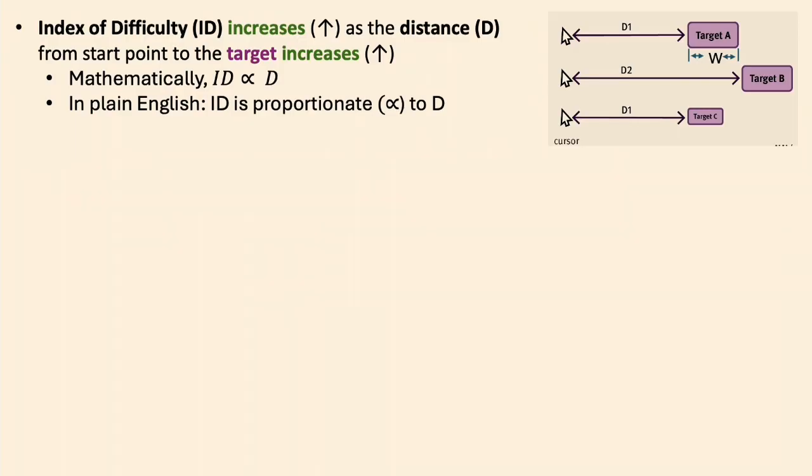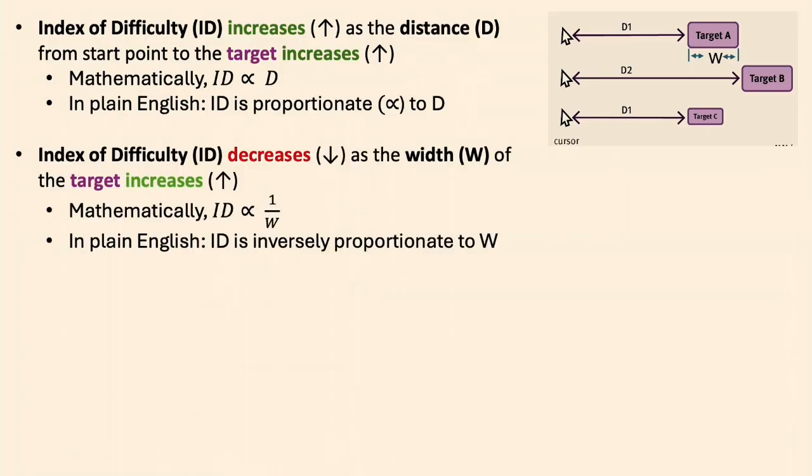So I'll try to give the technical definition. The first part: ID, the index of difficulty, increases as the distance from the start point to the target increases. Mathematically, ID is proportional to D. The second part: the index of difficulty decreases if the width of the target increases, or ID is inversely proportional to the width, W. If we do high school algebra, we can put these two relationships together, and we can say ID is proportional to D and inversely proportional to W.